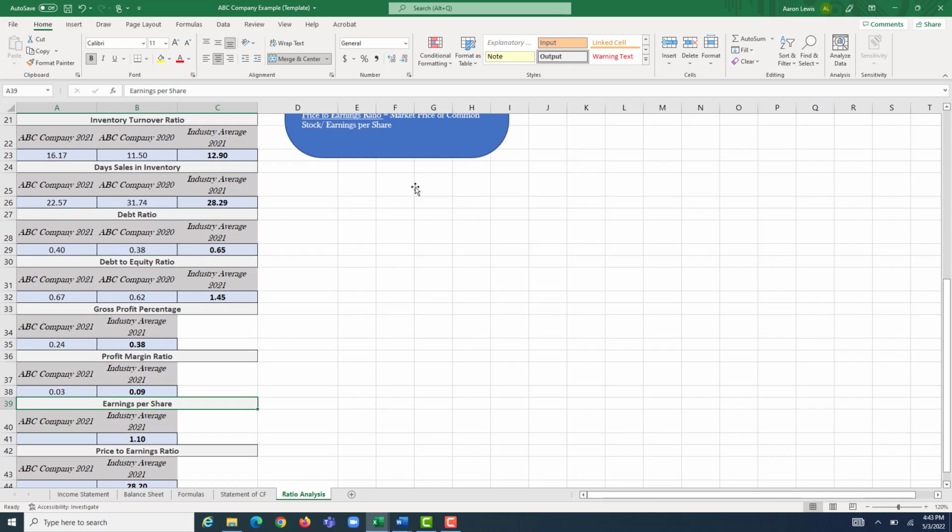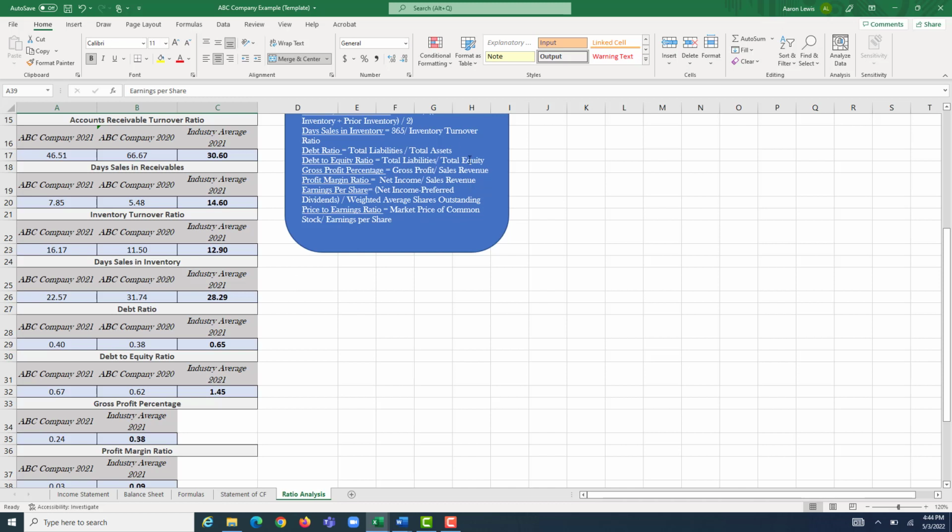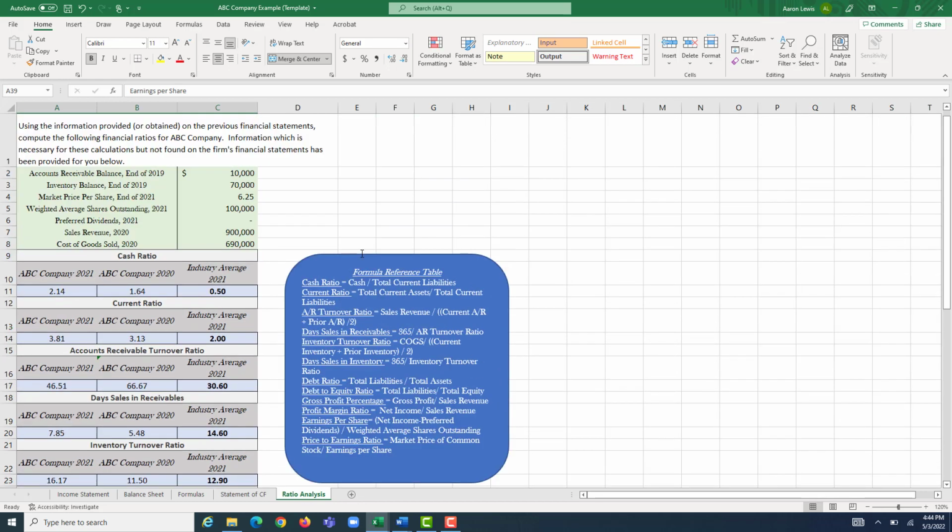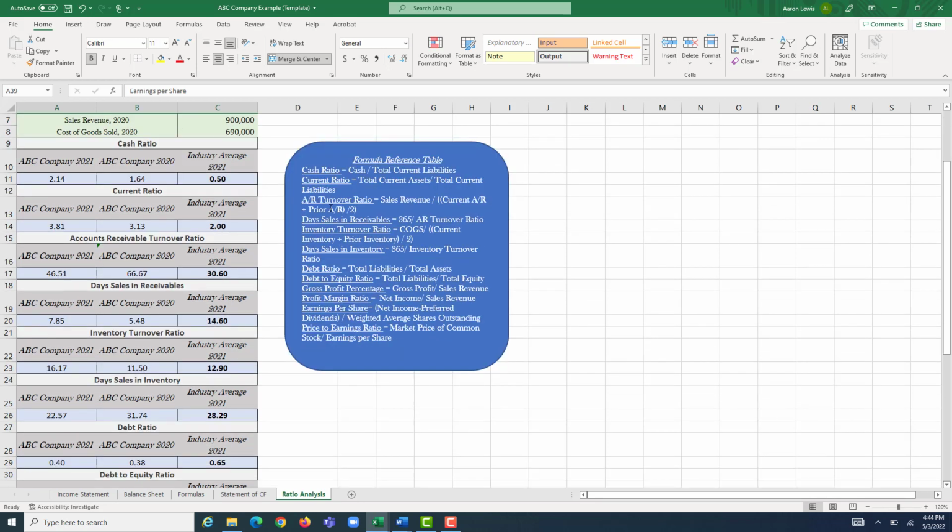And EPS, according to our information page up here, is just net income minus preferred dividends, because EPS is only for common shareholders, divided by the weighted average shares outstanding. How many shares on average of your common stock you had out in the hands of the public during the period. Well, net income we know we're going to find off the income statement. What about preferred dividends and weighted average shares outstanding? That is provided up above. We don't have any preferred dividends, so ABC Company must not have preferred stock. Weighted average shares outstanding for the year was 100,000, so I can just go and fill in that formula.